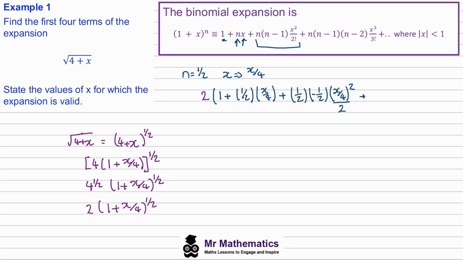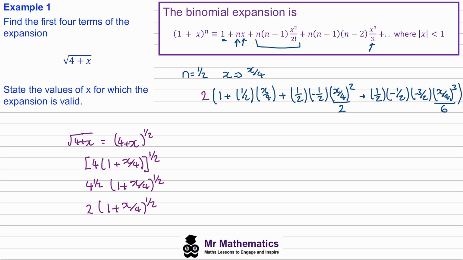Then we need to work out one more because we need the first 4 terms. We've got 1, 2, and 3. So we'll have the n multiplied by n minus 1, and then multiplied by n minus 2, multiplied by the x term raised to a power of 3 over 3 factorial, which is 6. And we'll close that bracket.